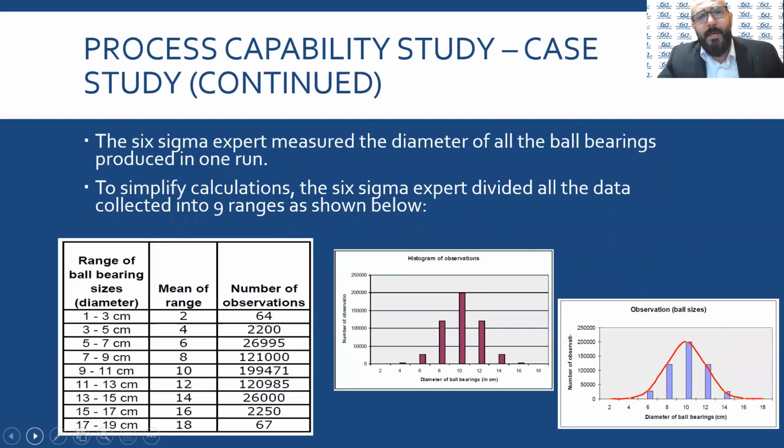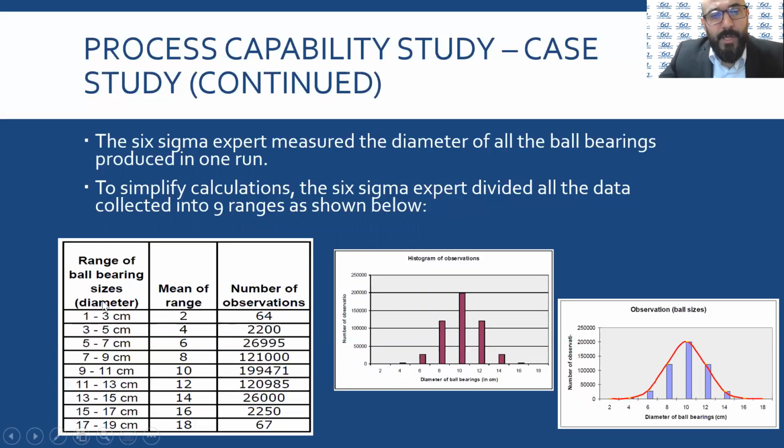All right, so the Six Sigma expert measured the diameter of all the ball bearings in the sample produced in one run. They divided the data into 9 ranges. As you see, they divided it into 9 ranges to simplify things, which is what you need to do as a Six Sigma expert. You have to simplify things. You need to make things make sense to others. So simplifying things is one of your roles.